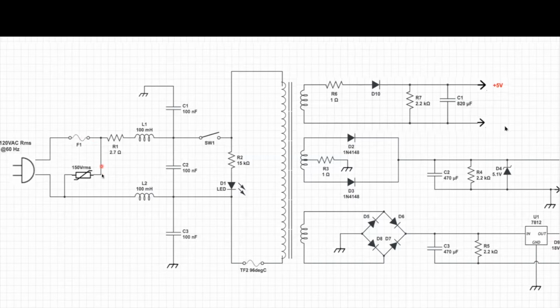This next component, does anybody remember what this guy is? Andrew. It's a varistor. Metal oxide varistor, or MOV. Does anybody know what a metal oxide varistor does?